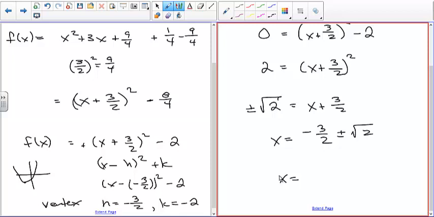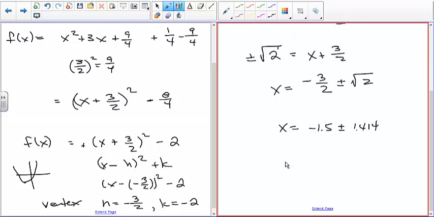And so at this point, we really need to come up with some decimal answer. So we've got negative 3/2 in decimal form, negative 1.5, plus or minus the square root of 2, which is 1.414. So if we do the positive term, we'll have negative 1.5 plus 1.414, which is negative 0.0086. So that's one x-intercept. And we get the other x when we use the negative, so it'll be negative 1.5 minus 1.414, which is negative 2.914.